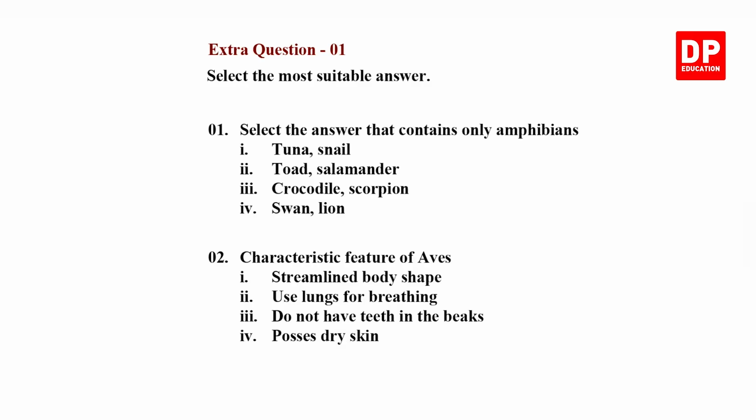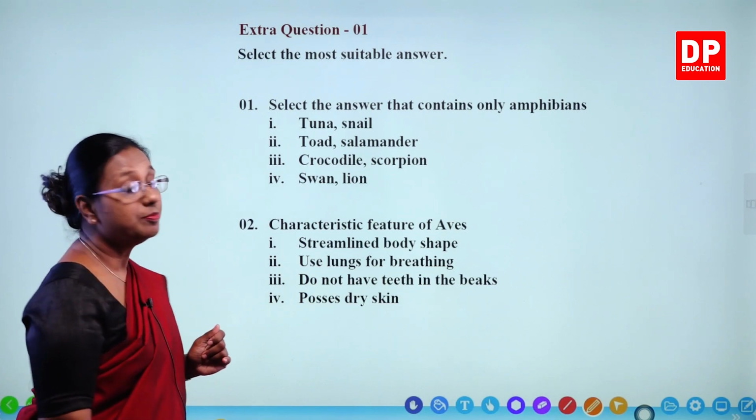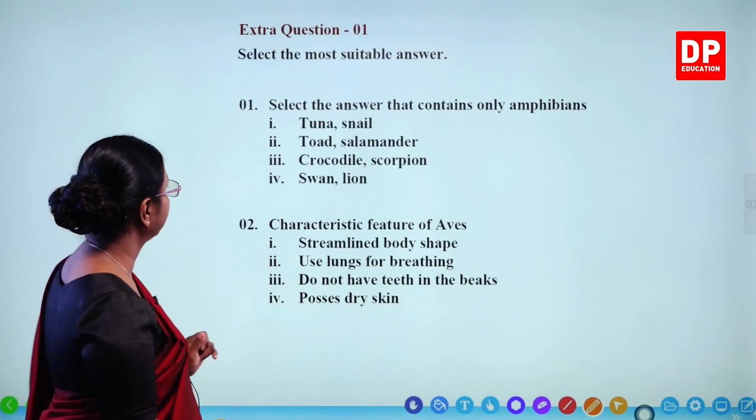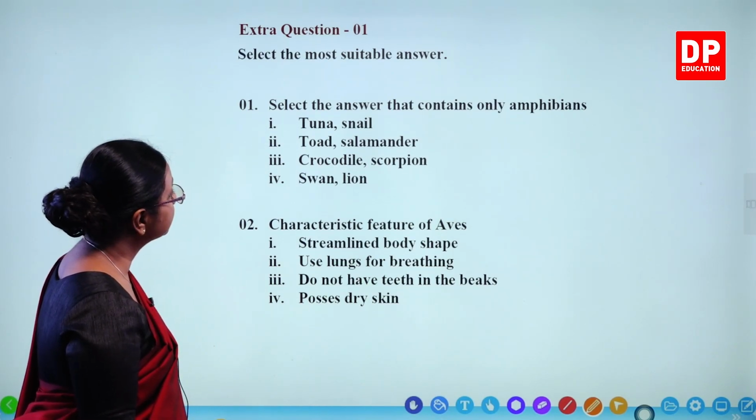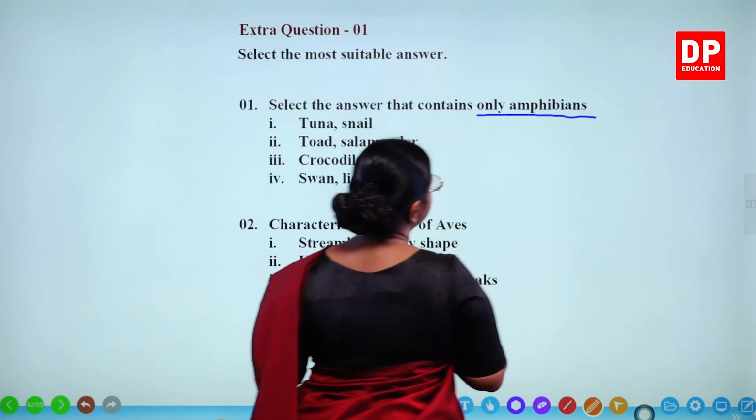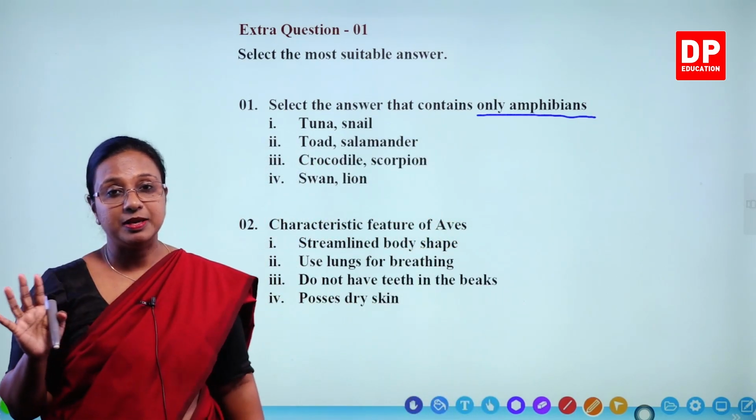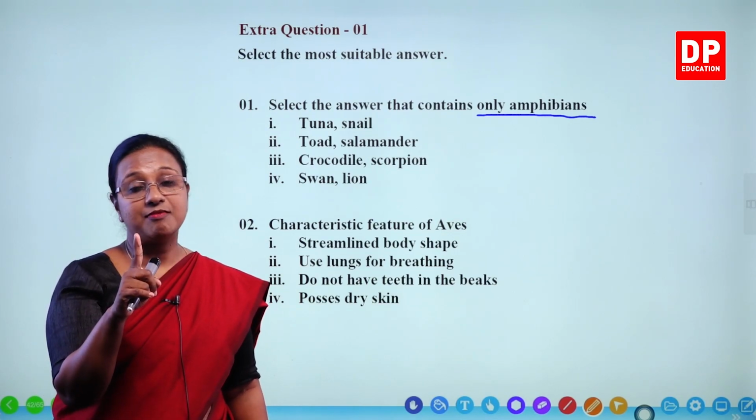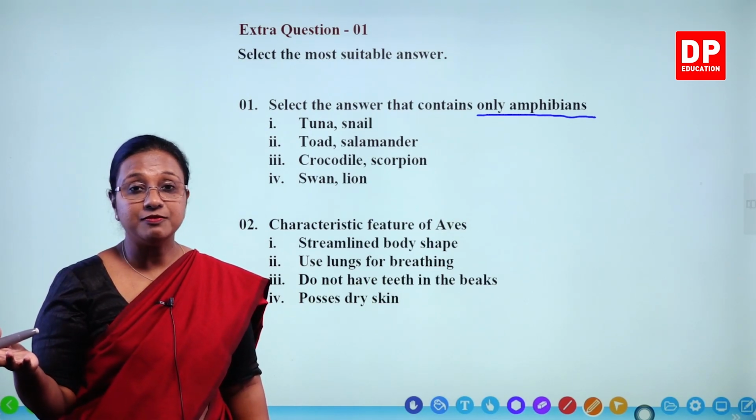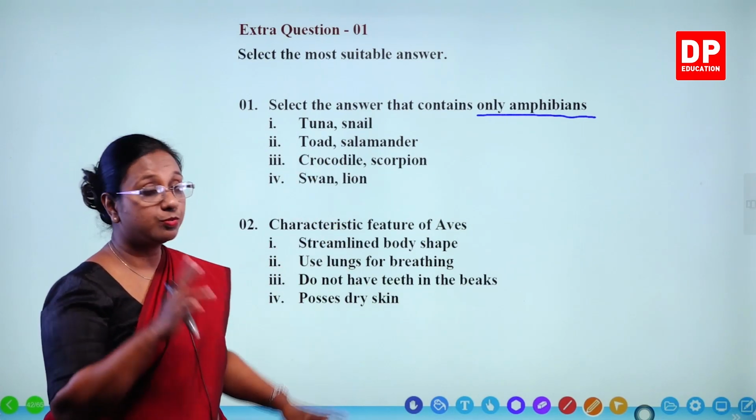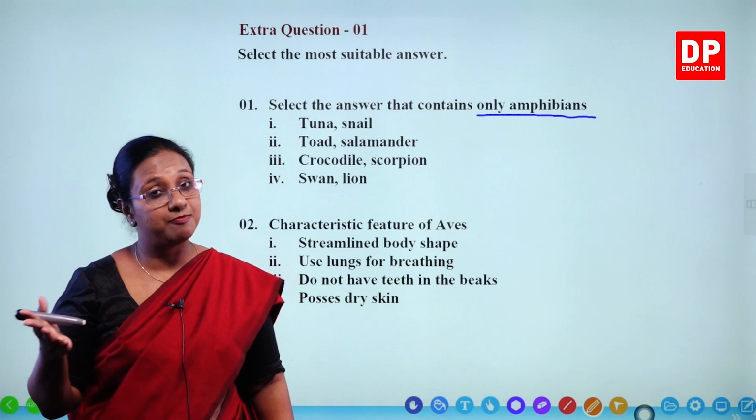Extra question 1. Select the most suitable answer. Here again, select the most suitable answer. Select the answer that contains only amphibians. Note this term, only amphibians. So, there can be an answer where one animal is an amphibian, and the other one will be different. Here you can see two animals, so both of them have to be amphibians.